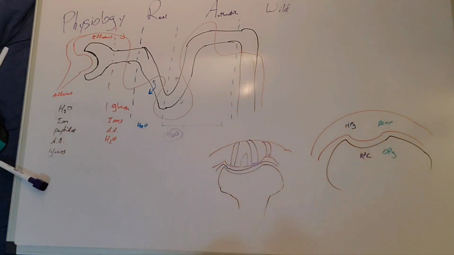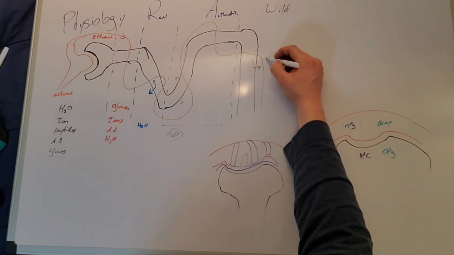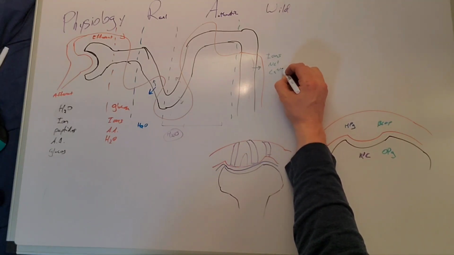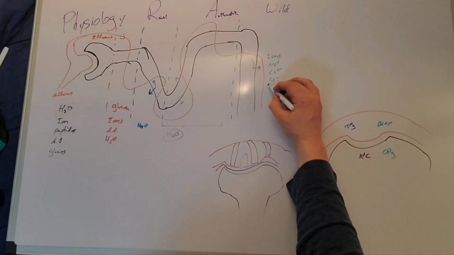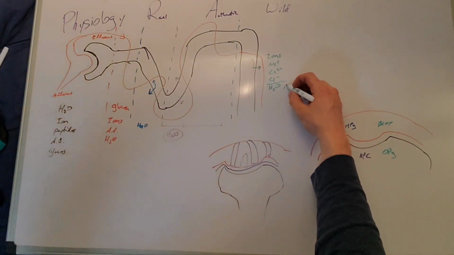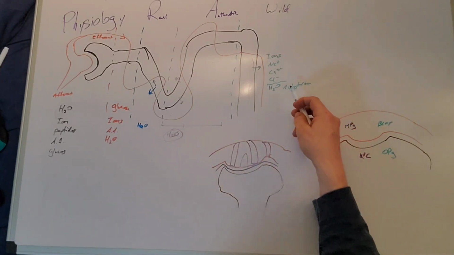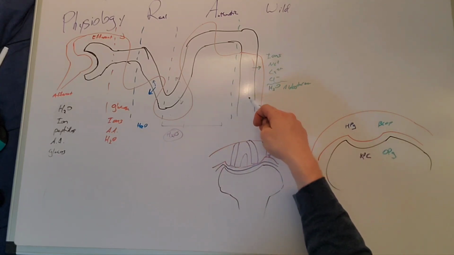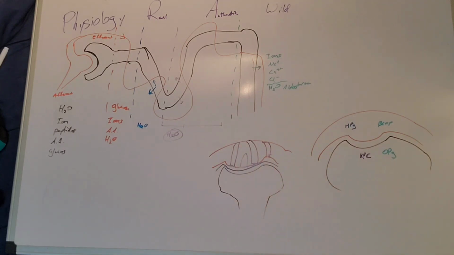And so past this green line, again, some more ions will leave. That's going to include ions such as sodium, calcium, and chloride, but also water sometimes. And that is controlled by aldosterone. So if we are very dehydrated, our body will release aldosterone, which will allow water to be pulled back out of the collecting duct. This is the collecting duct at this point.